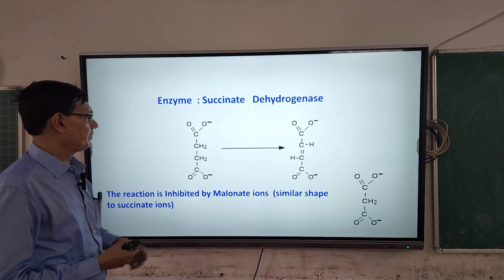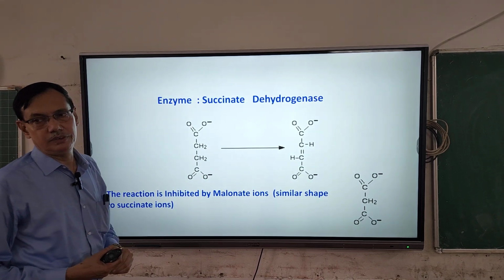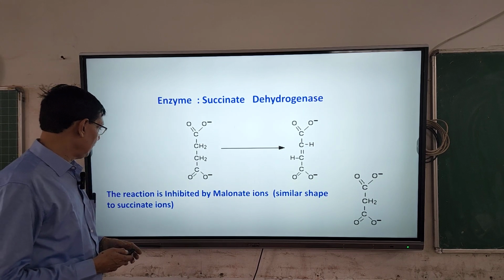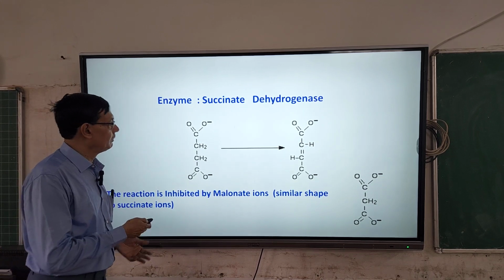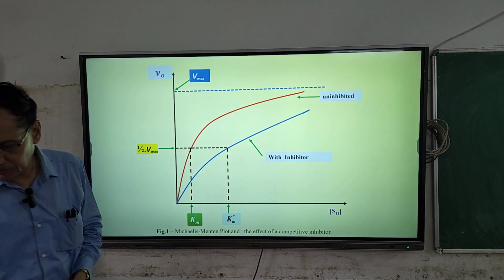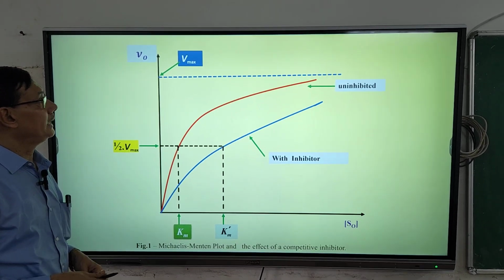This is the simplest example of competitive inhibition, and this is available in all the books, everywhere. Now this is very important, before I do the derivation.